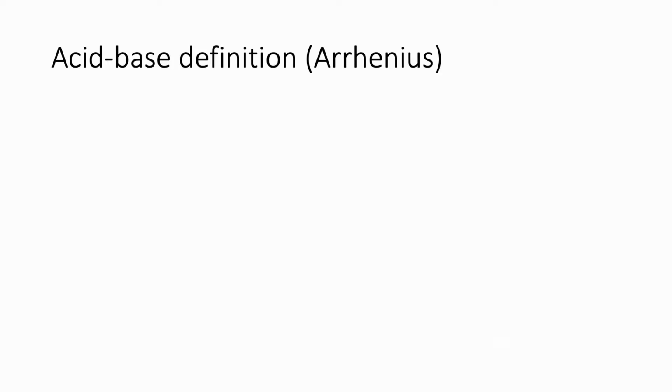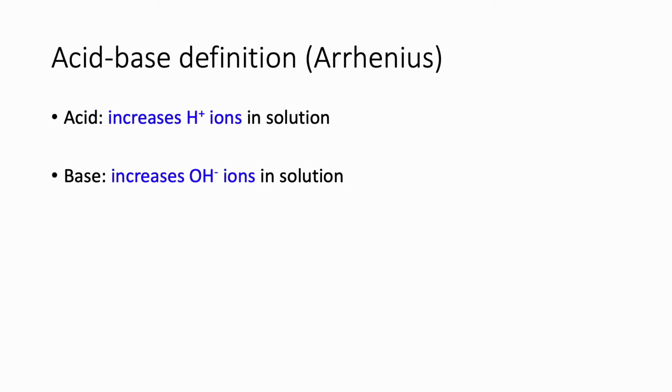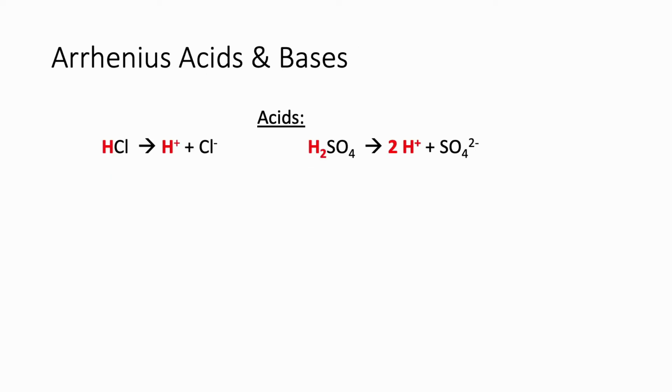And the first one is the one we call the Arrhenius definition of acids and bases. Namely, an acid is something that increases the amount of H+ ions in solution, while a base increases hydroxide ions in solution. So some classic examples of acids and bases where it's easy to see why they are acids and bases by the Arrhenius definition.